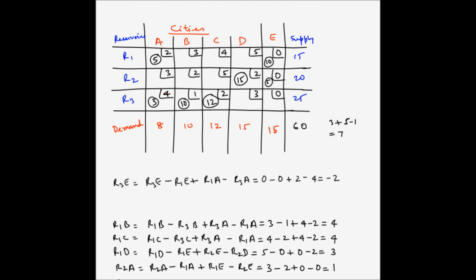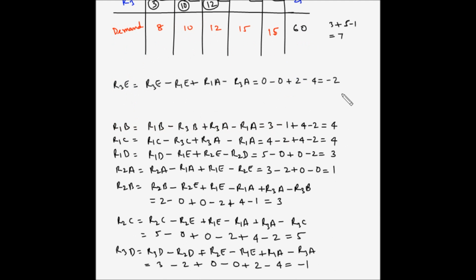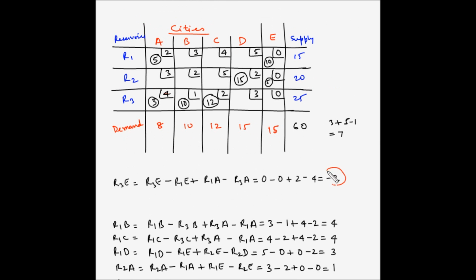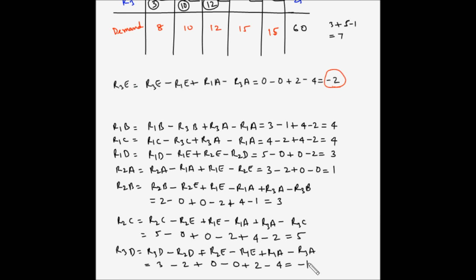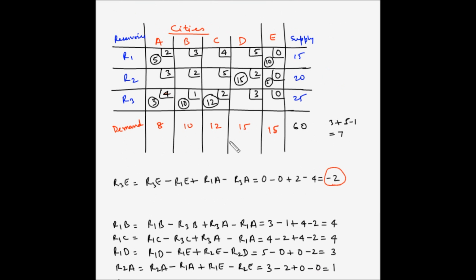So in our case, we have two squares with a negative net cost change. One is this, the other is this one here. So R3E and R3D. So what this means is that the solution that we evaluated just now is not the optimal solution and still has some scope of improvement. So next we'll try to improve this solution and iterate towards optimality.